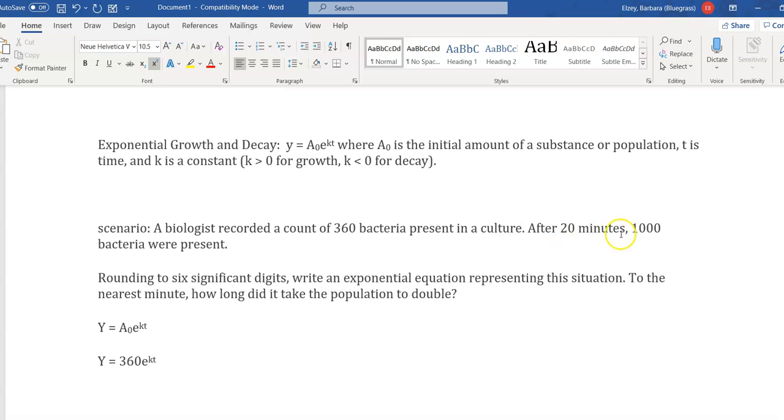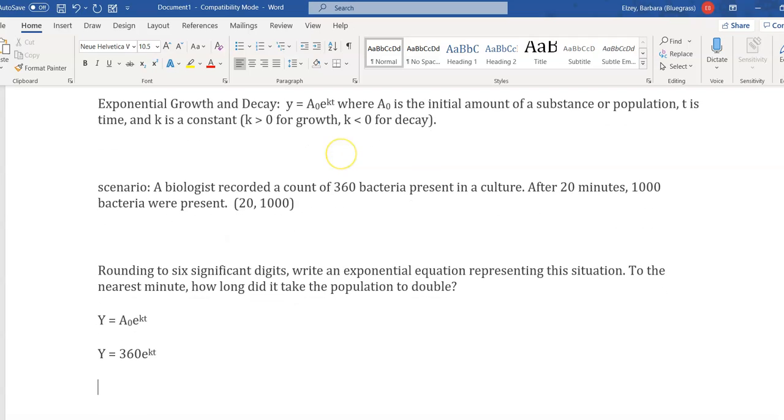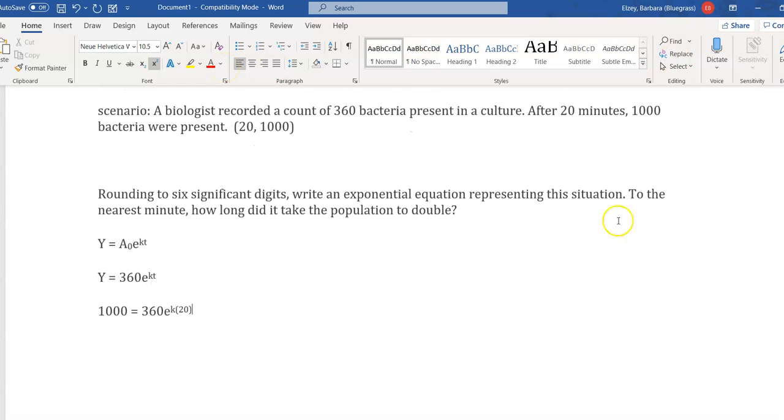All right, now we're going to use the second piece of information. We have a point. In 20 minutes, there are 1,000 bacteria. So let's fill in. This is t, and this is our y. So I'm going to put the 1,000 for y, and then I'm going to put the 20 for t. And we've got to solve this equation. Now let's notice this is an exponential equation, so let's take it through our steps of solving an exponential equation.